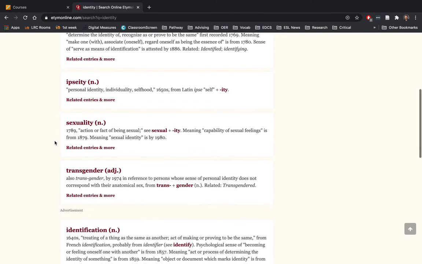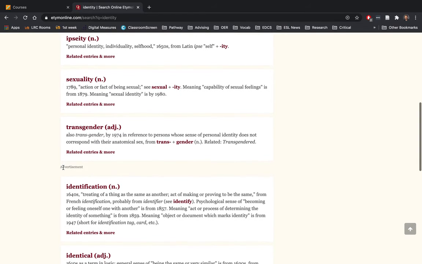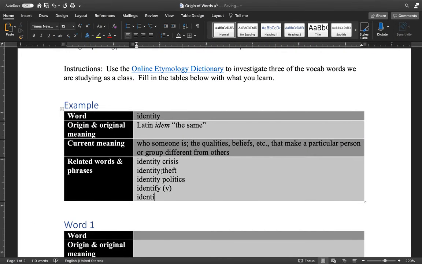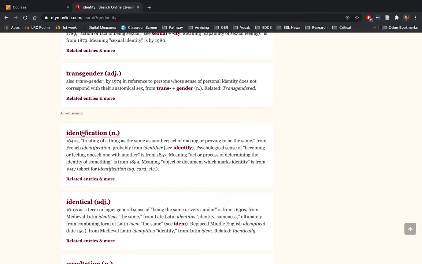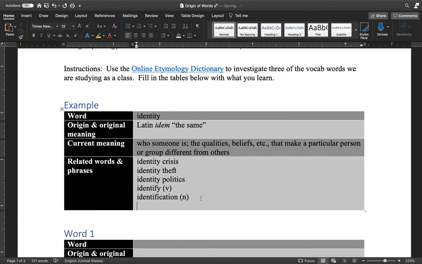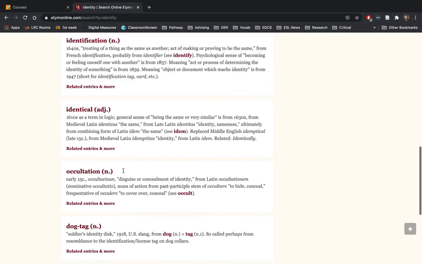Let's see. Some other words are related to identity but don't really have the word identity in them, so I won't use them here. Identification, which is another noun. I can just tell because the word is very similar. It starts with ident. And I see identify coming in here, which was already on our list. Identical. See idem. So identical, which is an adjective, meaning two things are the same. That's a pretty good list that we have right there.